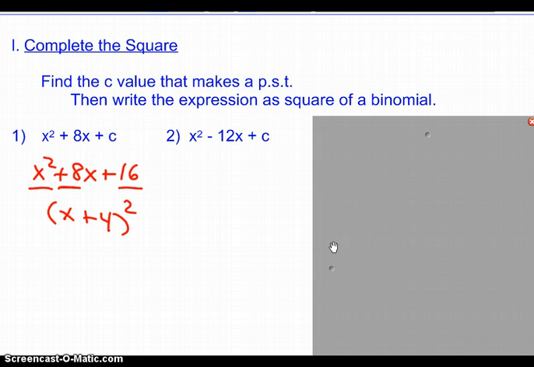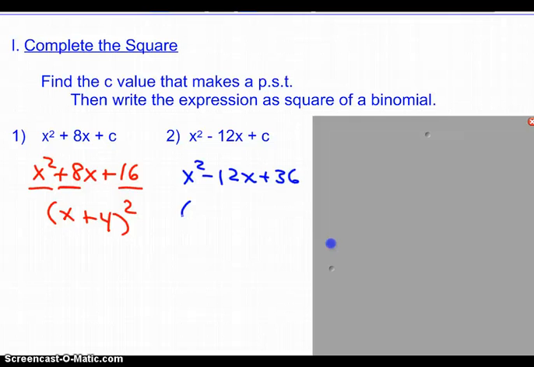So how about when we have a negative second term? What c do we add that would make this a perfect square trinomial? Talia. Good job. She says 36. So we could write this as x squared minus 12x plus 36. Because half of 12, half of negative 12 is negative 6, and negative 6 squared is 36. It's always going to be a positive we're adding due to the squaring of it, right?